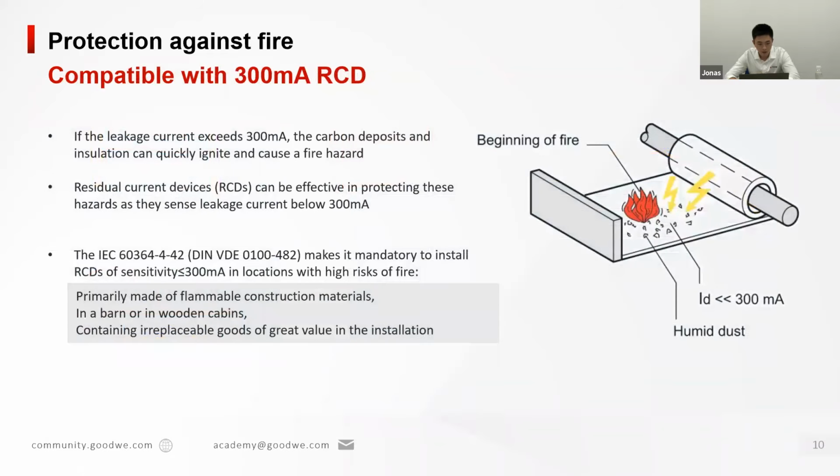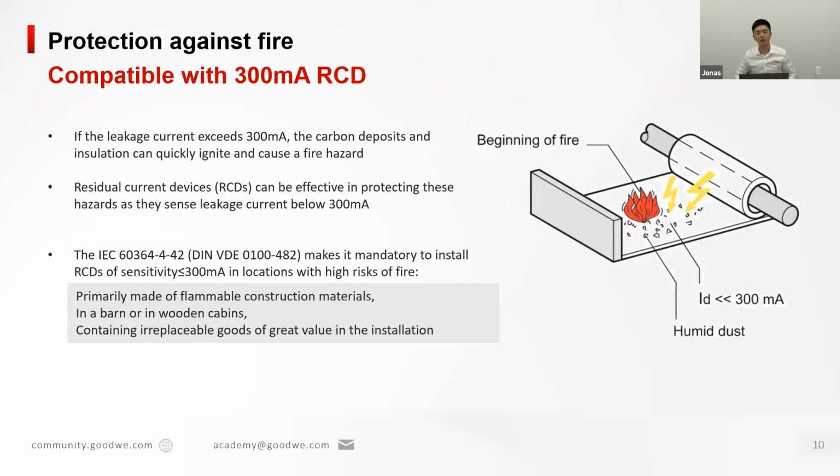And the last reason for fire in the PV system, because it's also a very main cause, is the leakage current. According to research, if the leakage current exceeds 300 milliampere, it can ignite a fire hazard in deposits and insulation. How to avoid this issue is to install an external RCD, also called a residual current device, with a rated current of 300 milliampere to protect against this hazard.